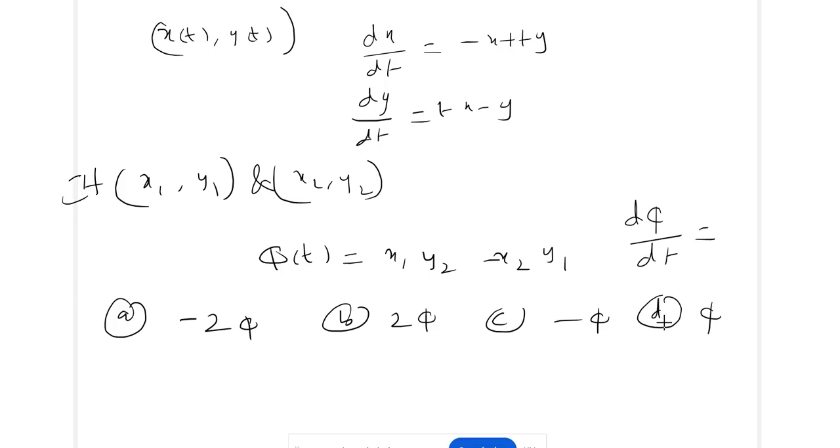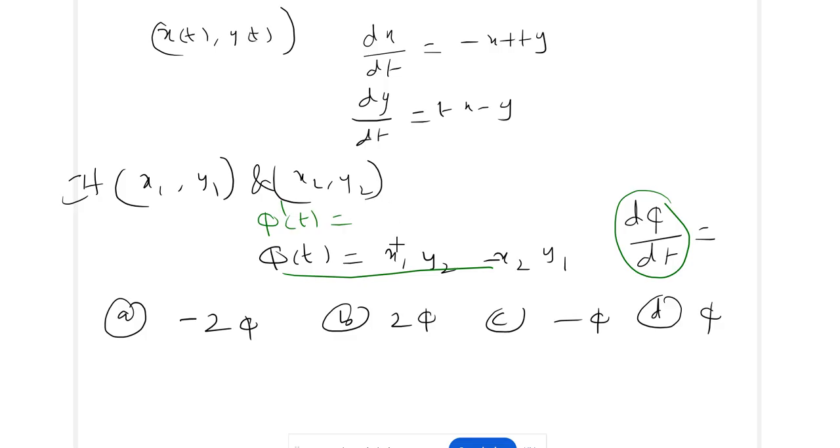So how to solve this problem? dx/dt is given, dy/dt is given. So from this, how to solve this problem? x dash, y dash is given, pi of t is given. If we find pi dash of t from pi of t, what will come? The answer for d pi/dt is what they are asking. So when you try to find pi dash of t, what will it be?